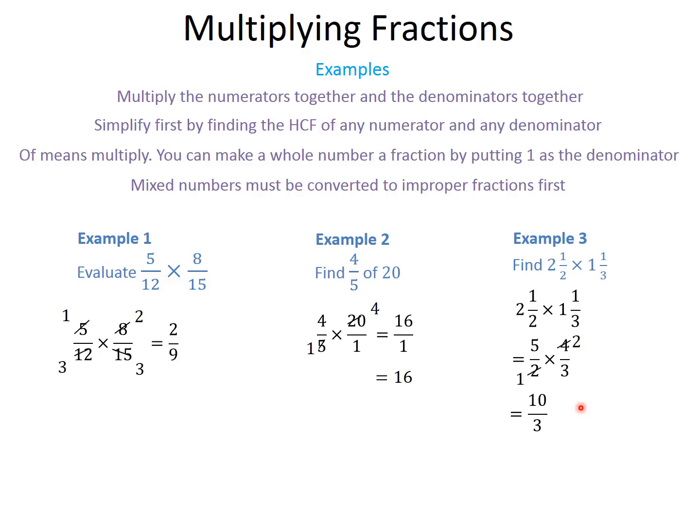Notice I'm going downwards here because the first thing I had to do was change these into improper fractions. And so because I'm not going straight to my final answer, I'm going down the page. And now finally, this is an improper fraction here, what I've ended up with. We'll just pop that back into a mixed number. So 3 goes into 10 3 times with 1 remainder. So that gets me my mixed number answer of 3 1/3.